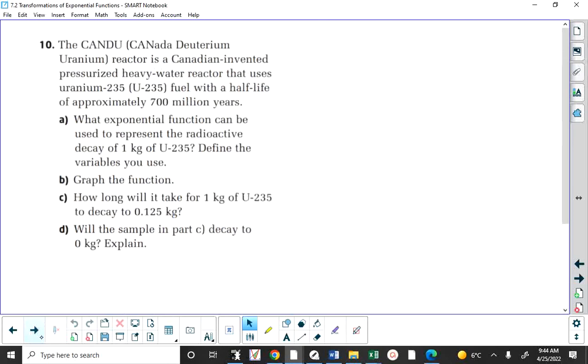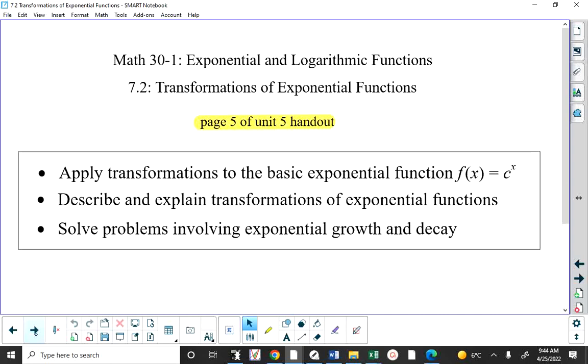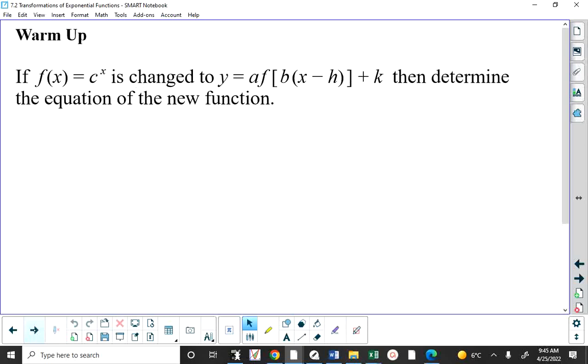This is dealing with transformations of exponential functions, which is on page 5 of your Unit 5 handout. We're going to be basically applying transformations to that basic exponential function of y equals c to the x. And then we're also going to be continuing to work with exponential growth and decay, just tweaking that general equation even more, so it's even more useful. So as a warm-up, if I take y equals c to the x, and I change it to y equals a f of b bracket x minus h bracket plus k, what does the new function look like?